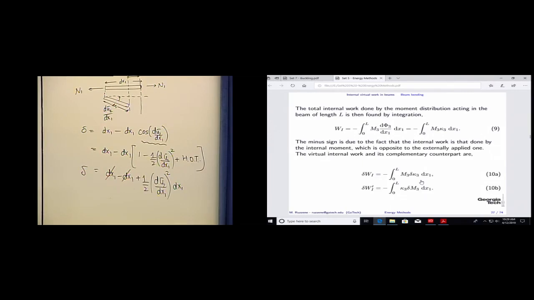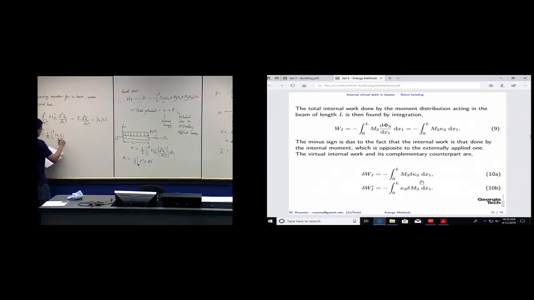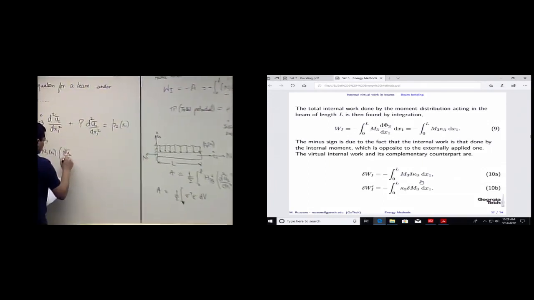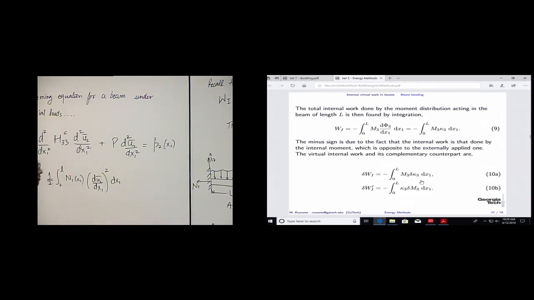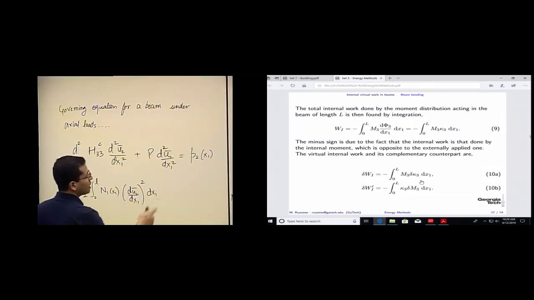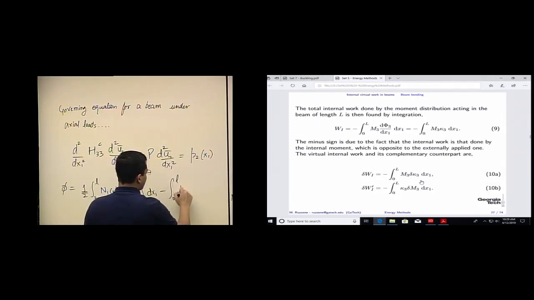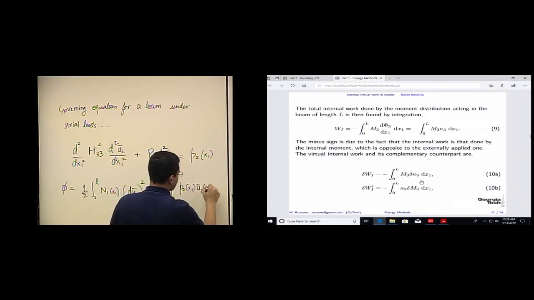Okay, so let's rewrite the expression for the potential due to externally applied loads. Phi will become 1/2 integration 0 to L n1(x1) times (du2/dx1) whole squared dx1, right? And then we have the other term, which is minus integration 0 to L p2(x1) times u2 bar(x1) dx1.